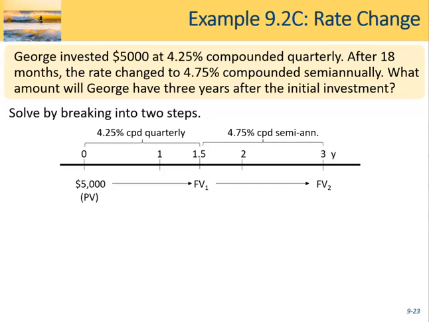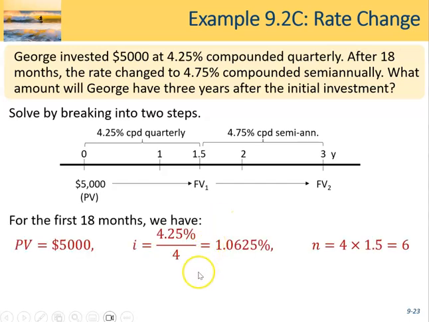So George invested $5,000 at a rate of 4.25% compounded quarterly. So that's 4 times a year. After 18 months, the rate changed to 4.75% compounded semi-annually. What amount will George have 3 years after the initial investment? If you look here at the timeline, being able to draw it out and put the relevant numbers in the relevant spot is very important. You know what they say, a picture's worth 1,000 words.